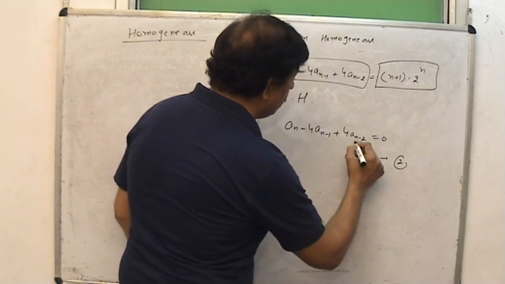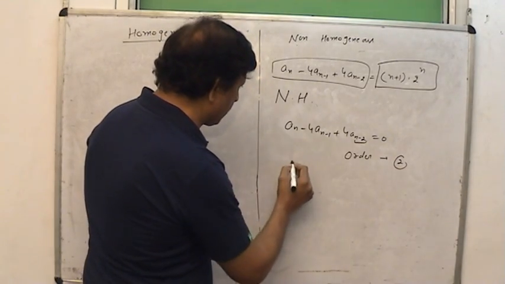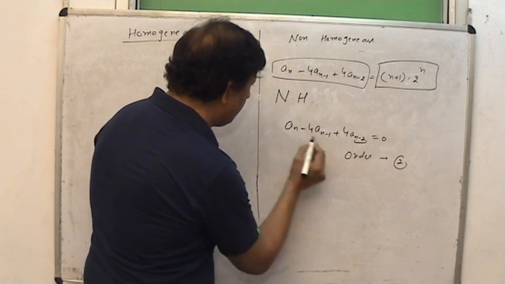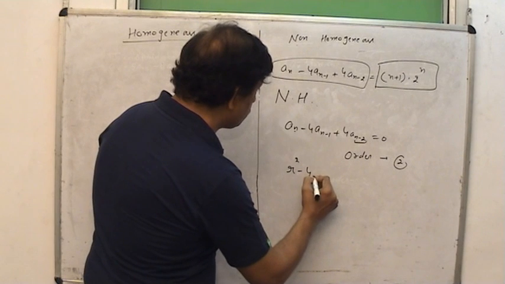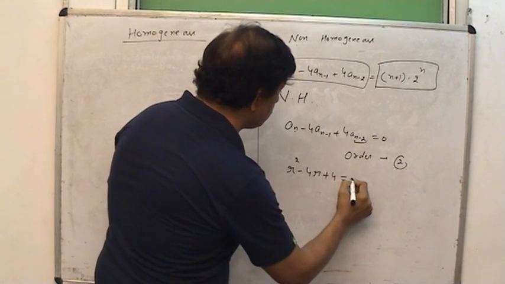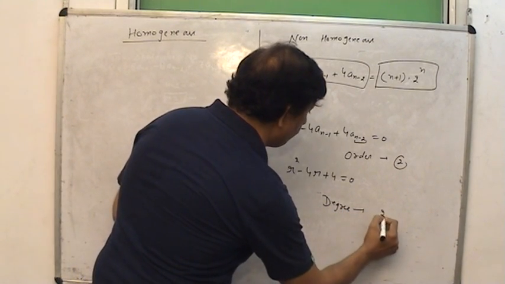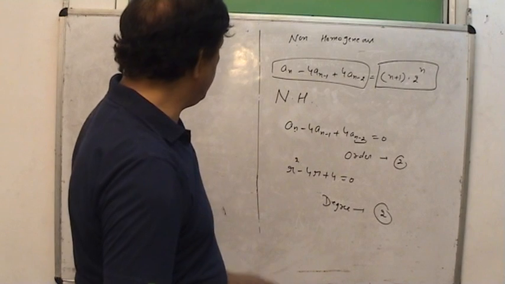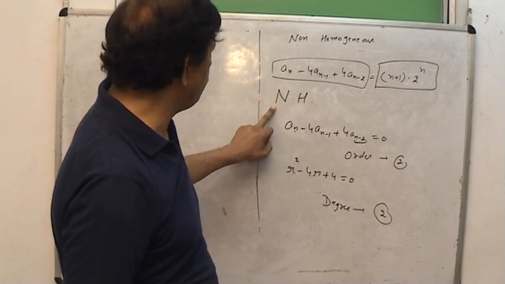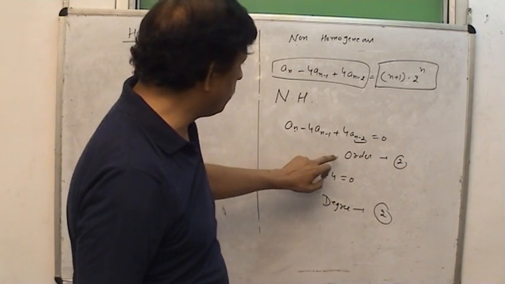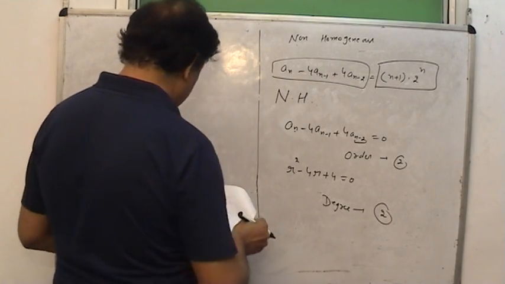Now we can write the order. Put n minus 2 is equal to 0, so the order is 2. For the degree, convert it into the characteristic equation. Order 2, n is 2. We take the variable r square minus 4r plus 4 is equal to 0. And its degree is 2. These are the three main characteristics of a recurrence relation: to identify whether it is non-homogeneous, its order and its degree. So let us take another example.